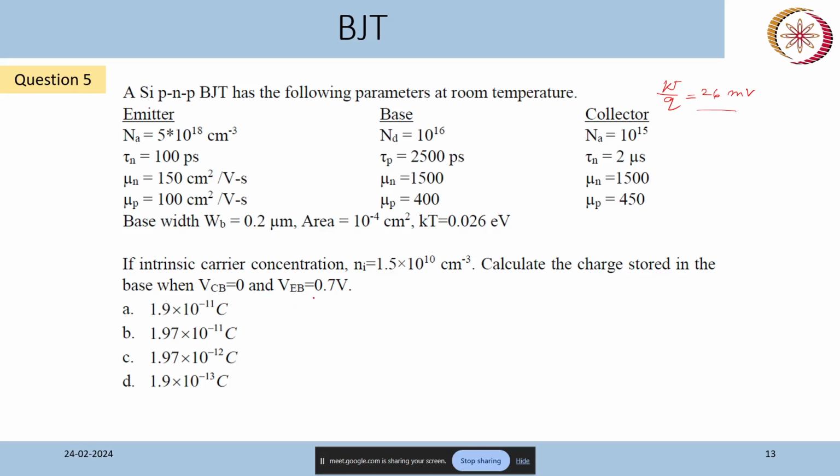So the emitter base junction is forward bias, you can see. Here you can observe that mu n and mu p in the emitter are less compared to mu n and mu p in base and collector, because these values depend on the doping concentration also. I think I have mentioned this in one of the sessions. So what we want to calculate is the charge stored in the base region for these bias conditions.